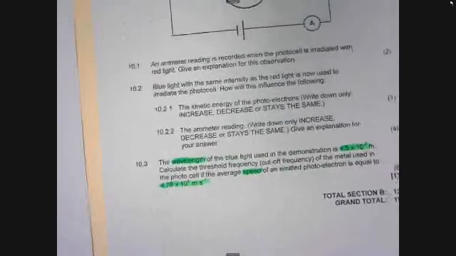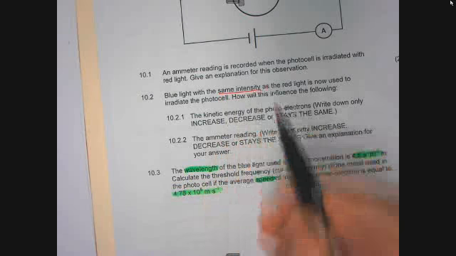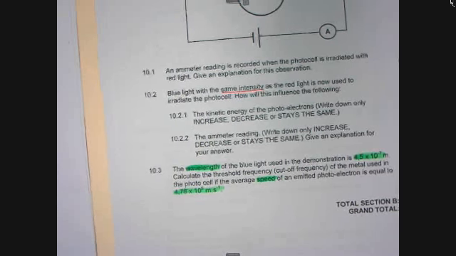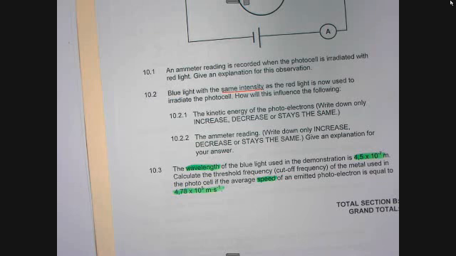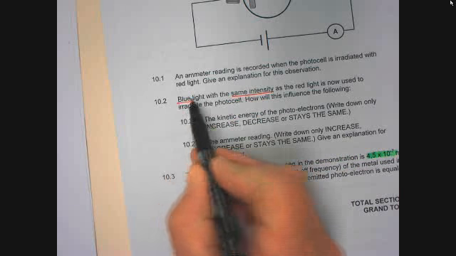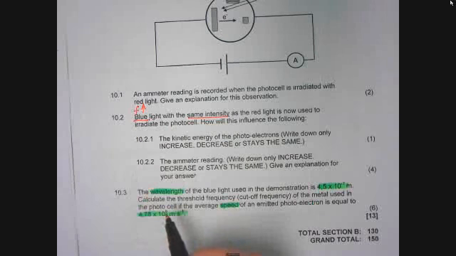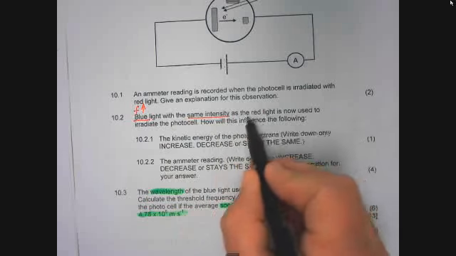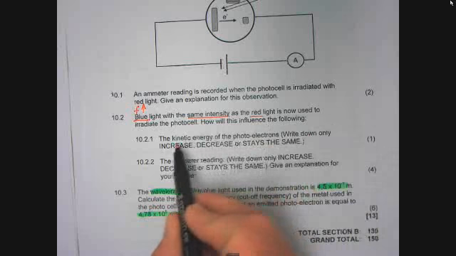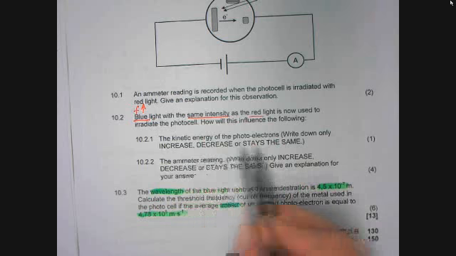10.2, blue light with the same intensity. I've asked it maybe because of last year's final exam, the discussion about that. Blue light with the same intensity, but it's important that it's now blue light. So blue light has a higher frequency, and the same intensity as red light is now used to irradiate the photocell. How will this influence the following? Firstly, the kinetic energy of the photoelectrons. What will happen? Using only those words.